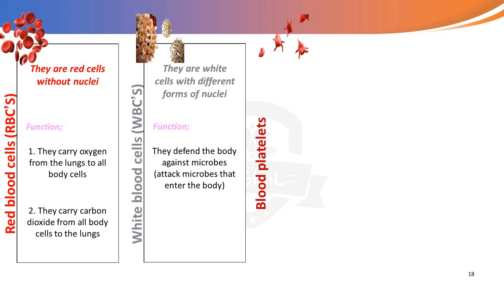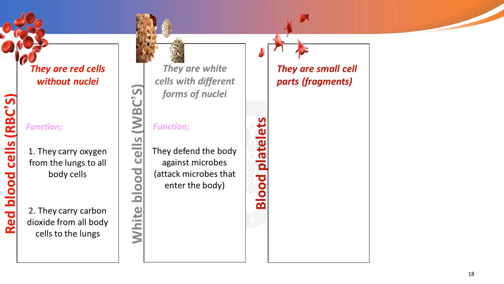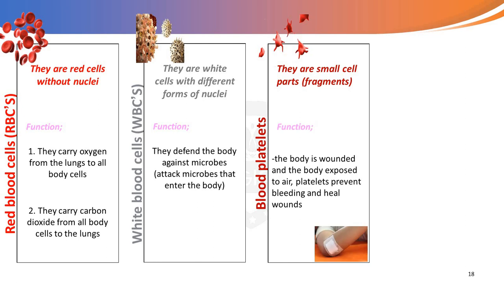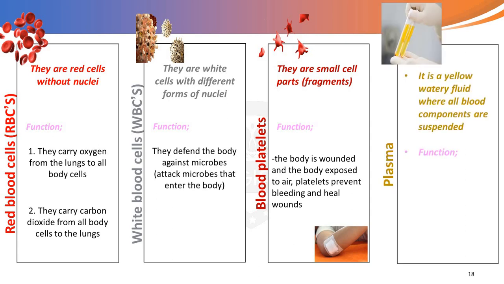And blood platelets. They are small cell parts. When you cut yourself, the wound is exposed to air. So platelets make a brown layer in the wound and prevent bleeding and heal wounds. The last one is plasma. It is a yellow watery fluid where all blood components are suspended.